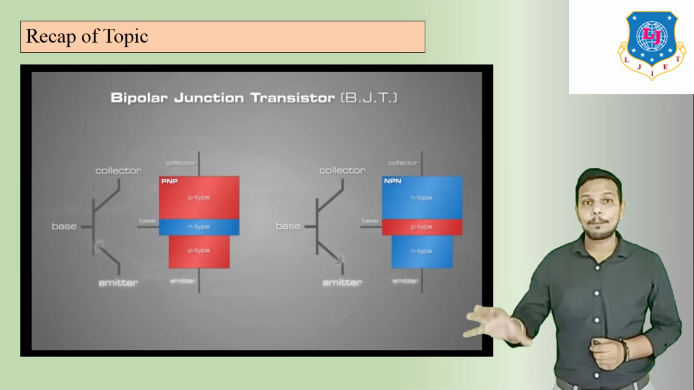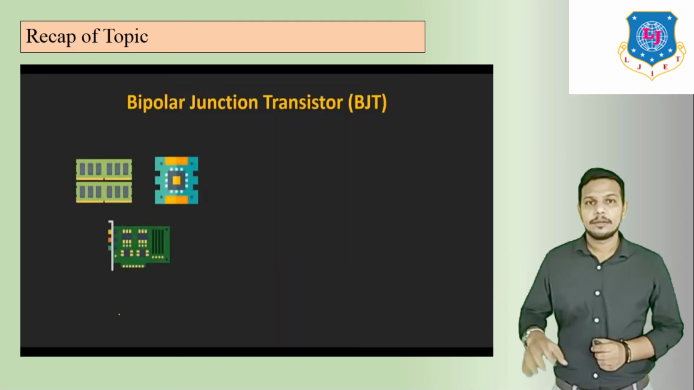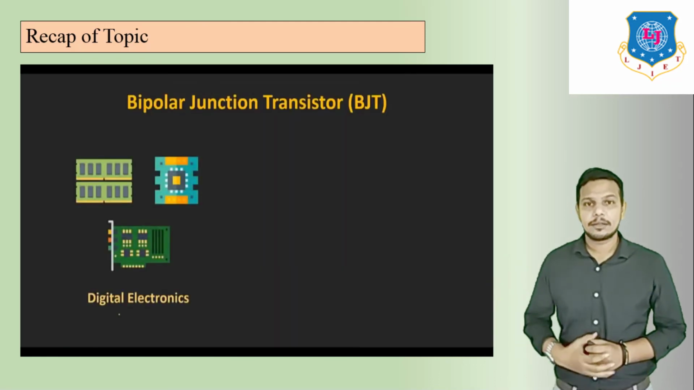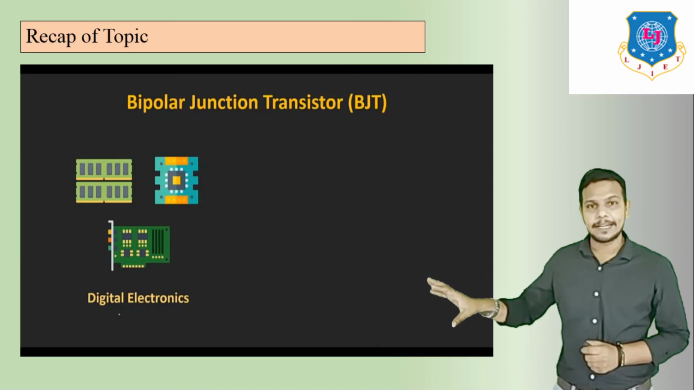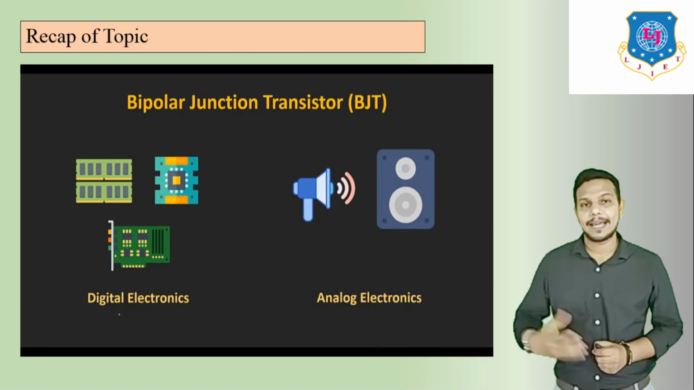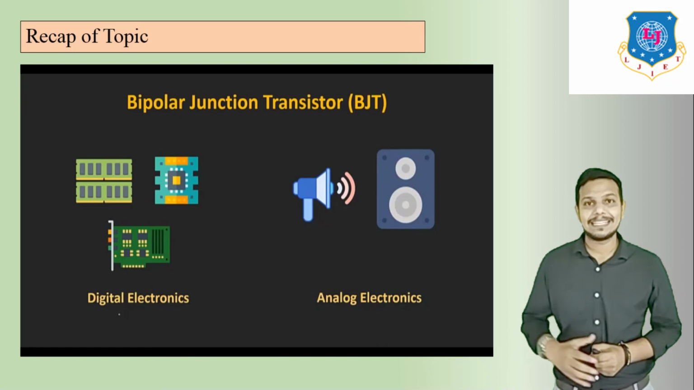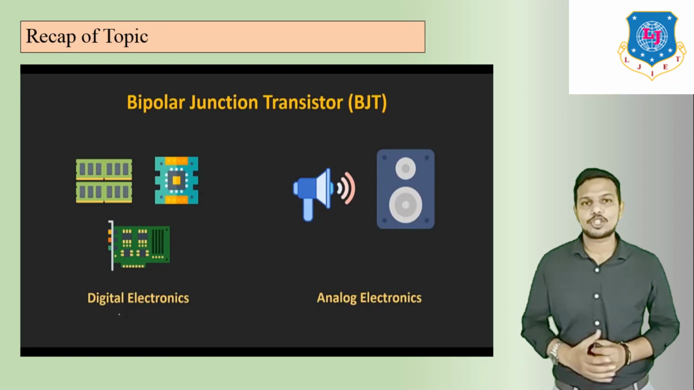So this is the bipolar junction transistor as we discussed in today's lecture. This is the most important, and its applications are in digital electronics or in analog electronics, like an amplifier and many more, transmitter and receiver. So this is the recap of today's topic.